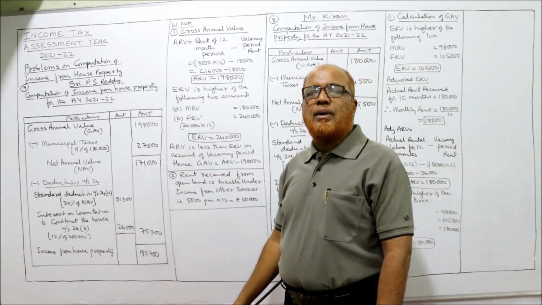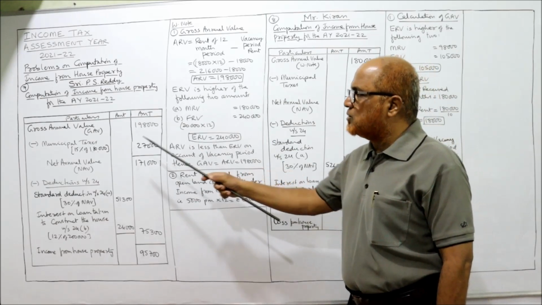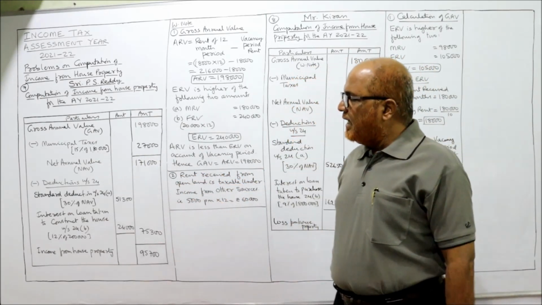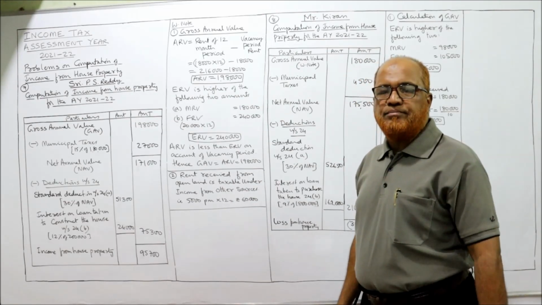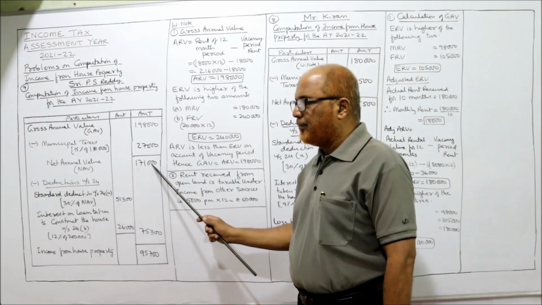Municipal taxes are given in the problem, 15% of what? MRV. MRV is 1,80,000. 15% is 27,000. Deduct: NAV 1,71,000. Now standard deduction, 30% of NAV.